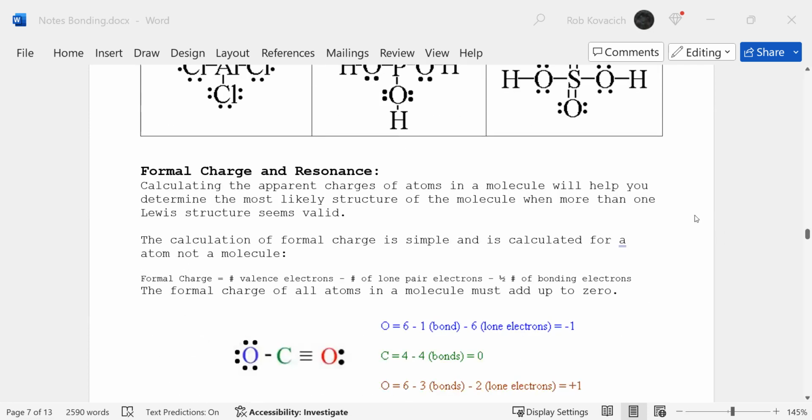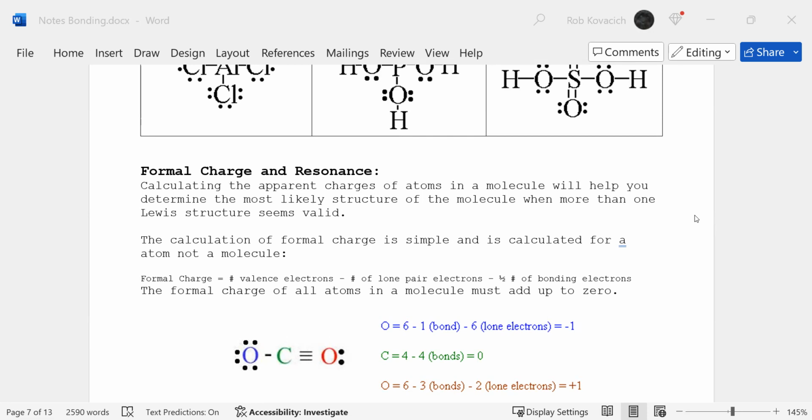Okay, formal charge and resonance. We use formal charge as a way to figure out what the best Lewis structure is. What I mean by that is sometimes you can make more than one structure that seems reasonable, and you want to know which one is best. You do that by doing this thing called formal charge.